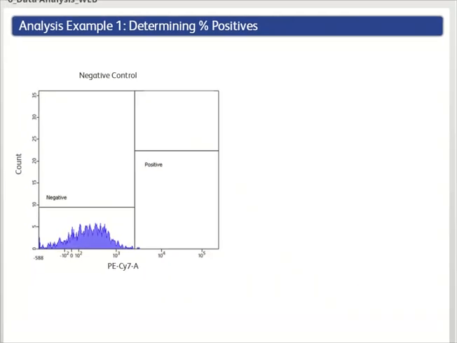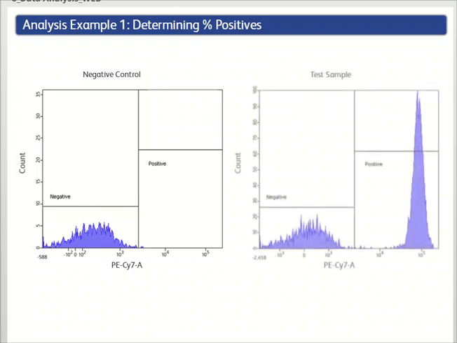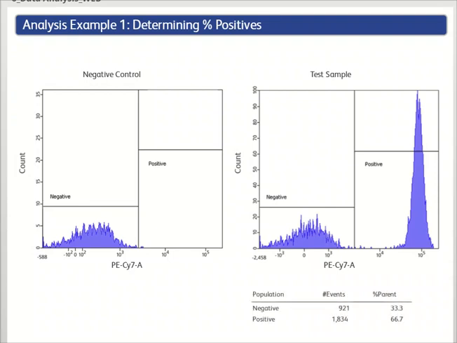One way to analyze data is to determine the percentage of cells or particles that are positive for specific markers by setting gates, such as histogram or quadrant gates, while viewing data from a negative control. In this example, histogram gates indicate the areas of negativity and positivity. The histogram on the right shows that some cells in the test sample are positive for the PE-Cy7 marker. To determine what percentage is positive, you can view the percent parent statistic for the positive marker. In this case, 66.7% of cells are positive for the PE-Cy7 marker.